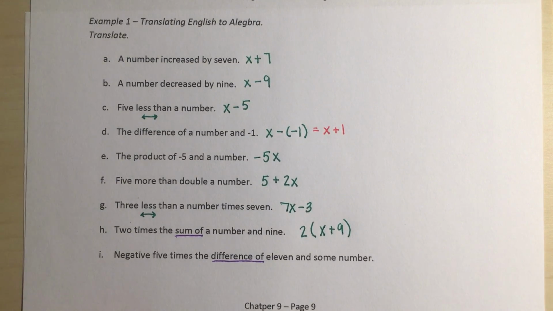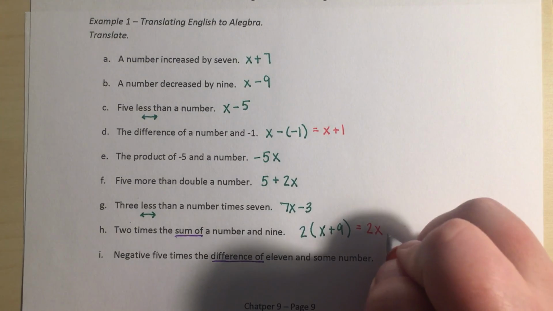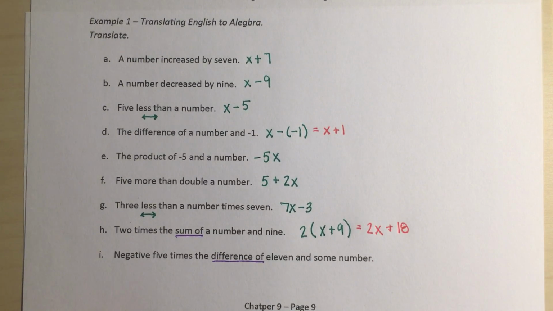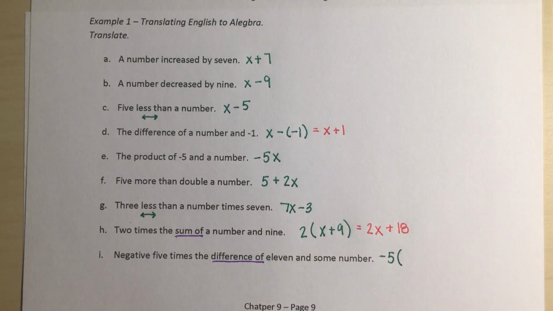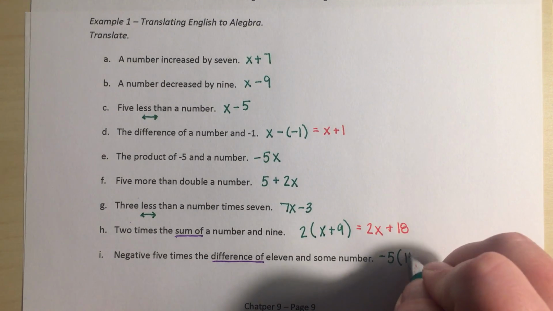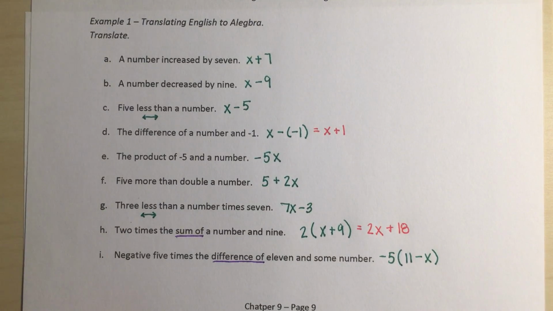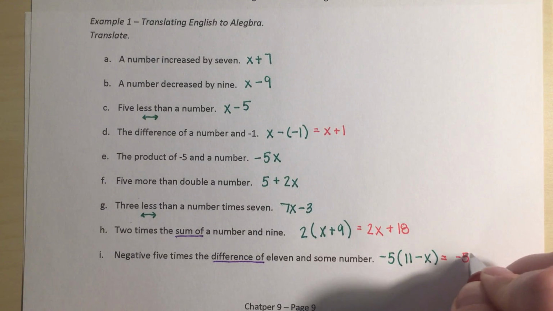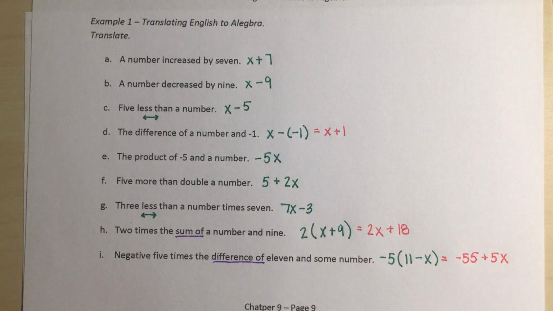All right, we could simplify this one using our distributive property. Right? 2 times x is 2x. 2 times 9 is 18. Negative 5 times the difference of 11 and some number. And we're going to put 11 minus x in there, because it's a difference. Again, we could simplify if we wanted to and distribute. Negative 5 times 11 is negative 55. Negative times negative is going to give us positive 5x.